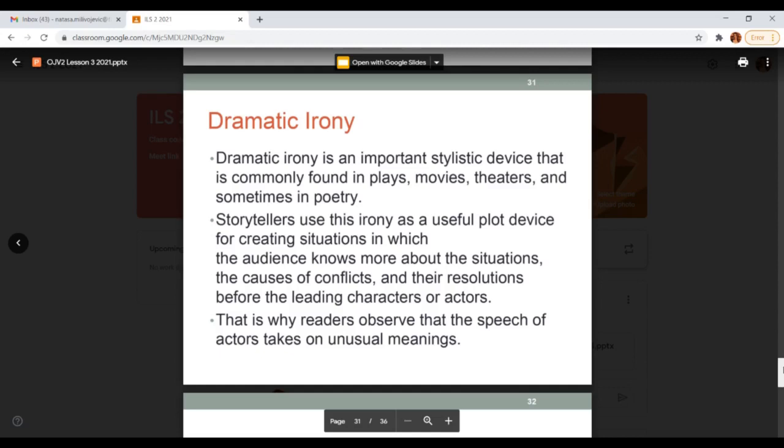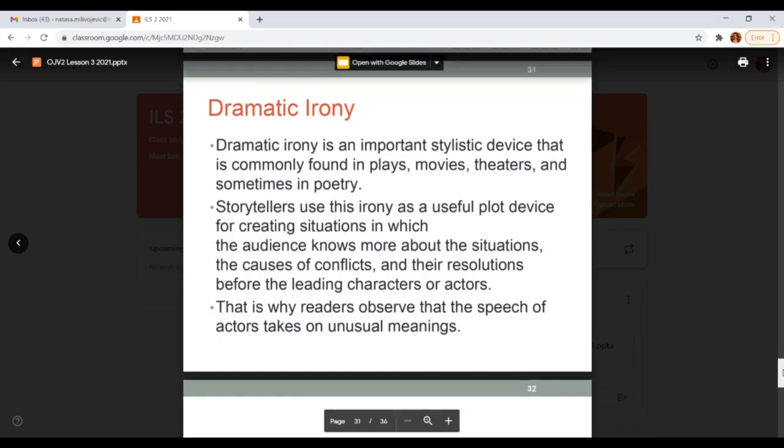And storytellers use this irony as a useful plot device for creating situations in which the audience knows more about the situations themselves, the causes of conflict and their resolutions, before the leading characters or actors. And this is why readers observe that the speech of actors takes some kind of unusual meaning.